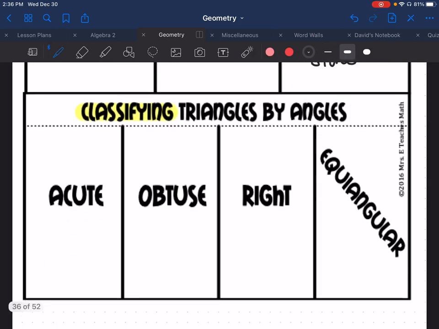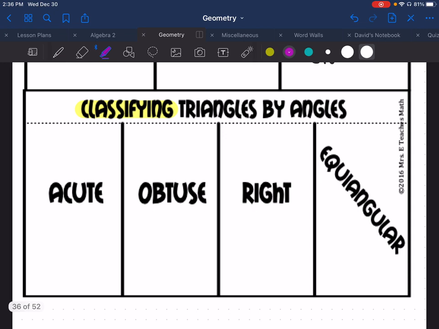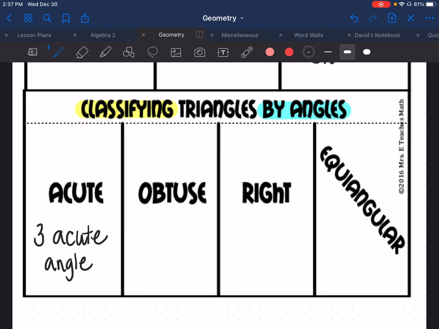Then we classified by our angles, and we can call them acute, obtuse, right, or equiangular. They're acute when we have three acute angles. Remember, an acute angle is an angle that is under 90 degrees, but bigger than 0. So all three of them need to be under 90, but of course bigger than 0.